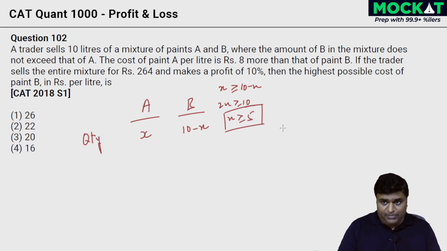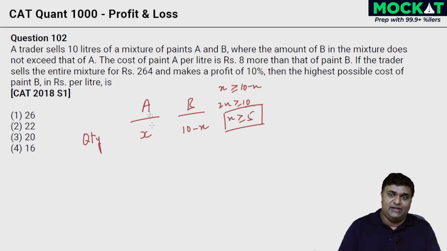Now, could we have done it in a better way? Yes. B in the mixture does not exceed that of A. B can be maximum half of it. It doesn't exceed it. Okay? Total of 10 liters. B can be max of half of it, which is 5, can be 5 or less. Only then A is more than B, or A is greater than or equal to B, right?